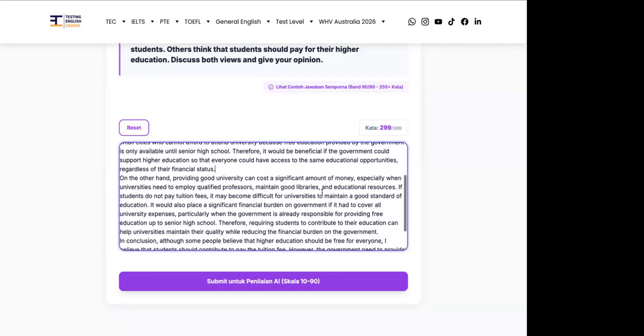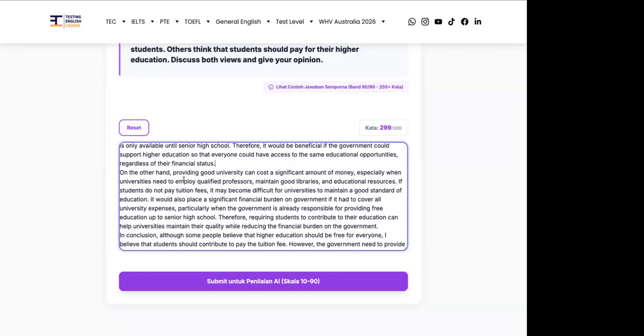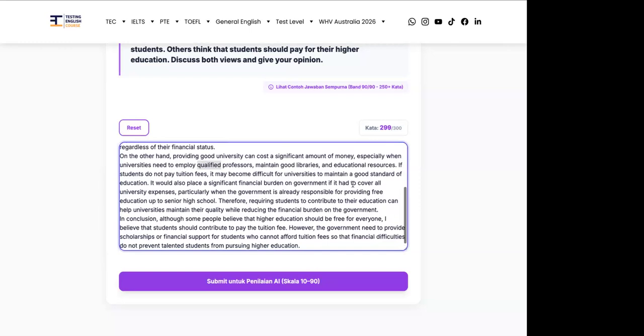Providing good quality can cost significant amount of money, especially when university need to deploy, or yes, employees, mempekerjakan. It's a nice word. Qualified professors, and then good libraries and educational resources. If students do not pay tuition fee, it may become difficult for universities to maintain good standard of education. It would also place a significant financial burden on government if it had to cover all these expenses, particularly when government is already responsible up to responsible.